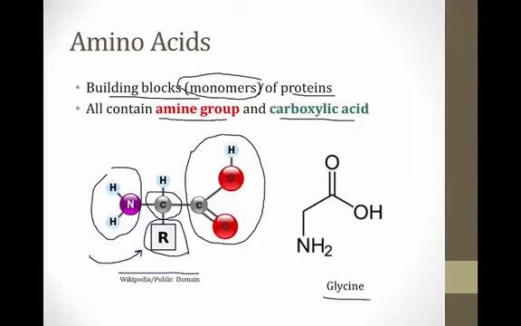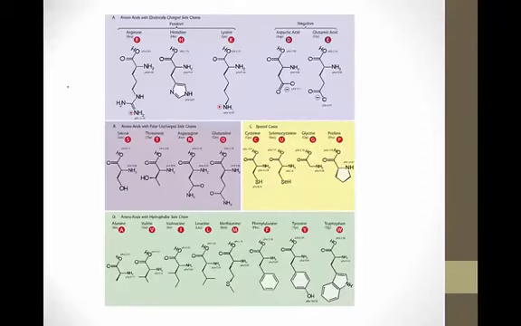In the case of glycine, which is the simplest amino acid there is, what's attached to the carbon is just a hydrogen. So there's just a CH2 molecule here attached to the amine group and the carboxylic acid. Other amino acids have much more complicated R groups attached to that alpha carbon. Shown on this slide are the 21 amino acids that are encoded by our genome, and you can see that they have very different side groups.